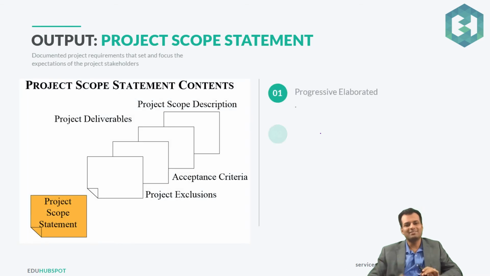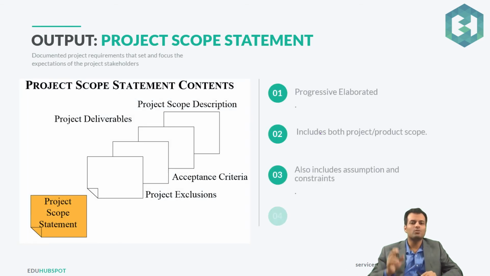Okay, since the beginning, we have been talking about one word. I would say the most important word was the project scope statement. But what is this scope statement? It's the documented project requirement that sets the expectations of the project stakeholders, but in much more detail. So the keyword is the detailed description of the project scope and of the requirements as well.